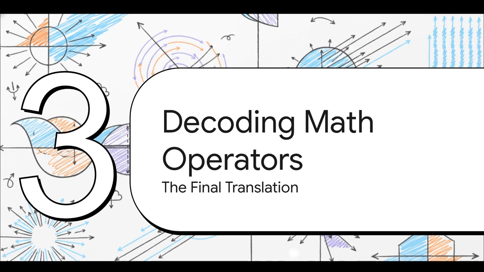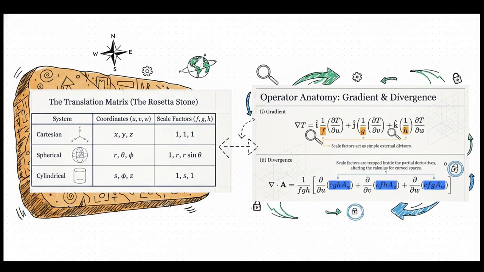Let's see how this master blueprint completely trivializes the actual anatomy of the math operators. Imagine a sort of Rosetta Stone translation matrix that tells you exactly what the scale factors f, g, and h are for Cartesian, spherical, and cylindrical systems. To use the gradient and divergence formulas, you just plug in those scale factors. In the gradient formula, they act as simple external divisors. For divergence, they're trapped inside the partial derivatives. You don't have to memorize a spherical divergence formula from scratch. You just swap out the letters. It's a total game changer.